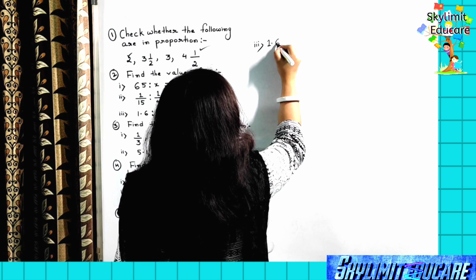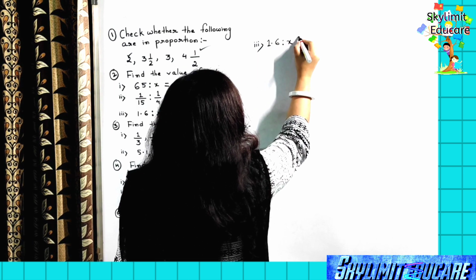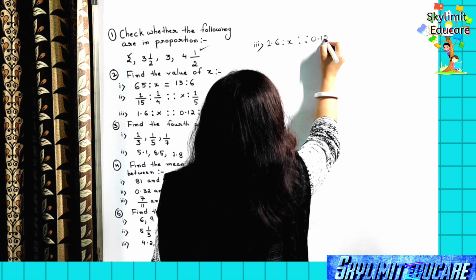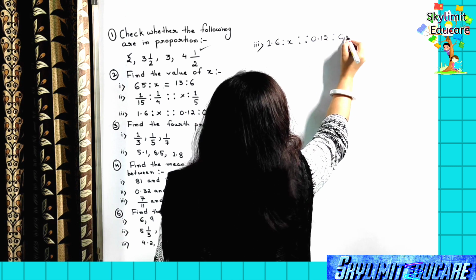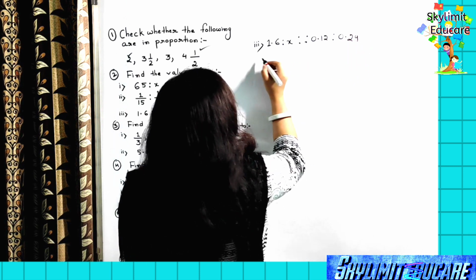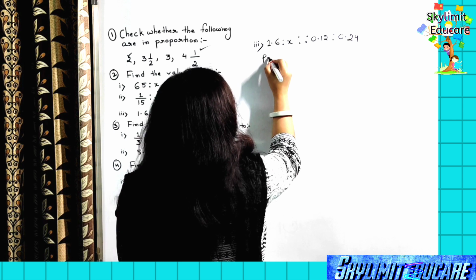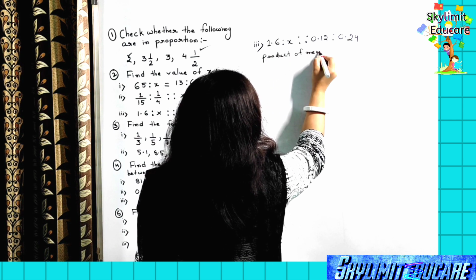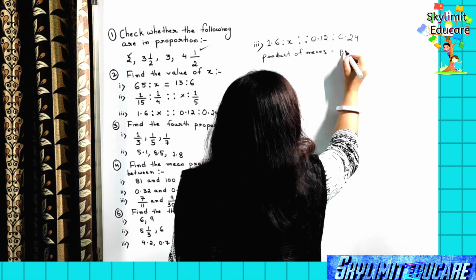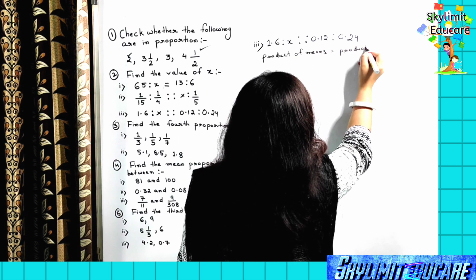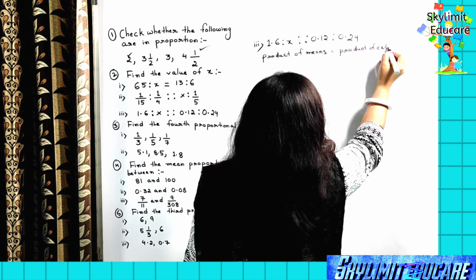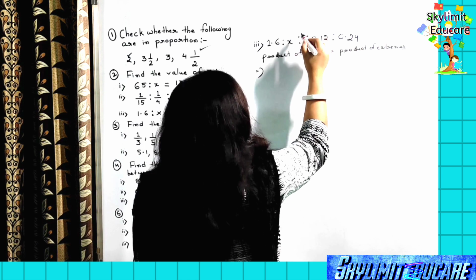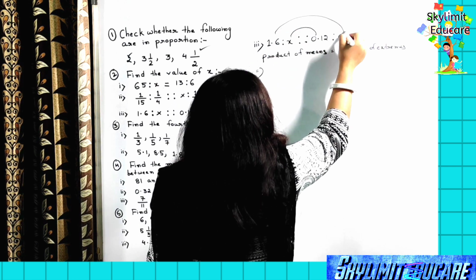1.6 is to x is proportional to 0.12 is to 0.24, right? So we can write it in this manner: product of means is equal to product of extremes. If you want you can write it, if you don't want don't write it, but you should understand what are the means and what are the extremes. Okay, so these two are the means and these two are the extremes.